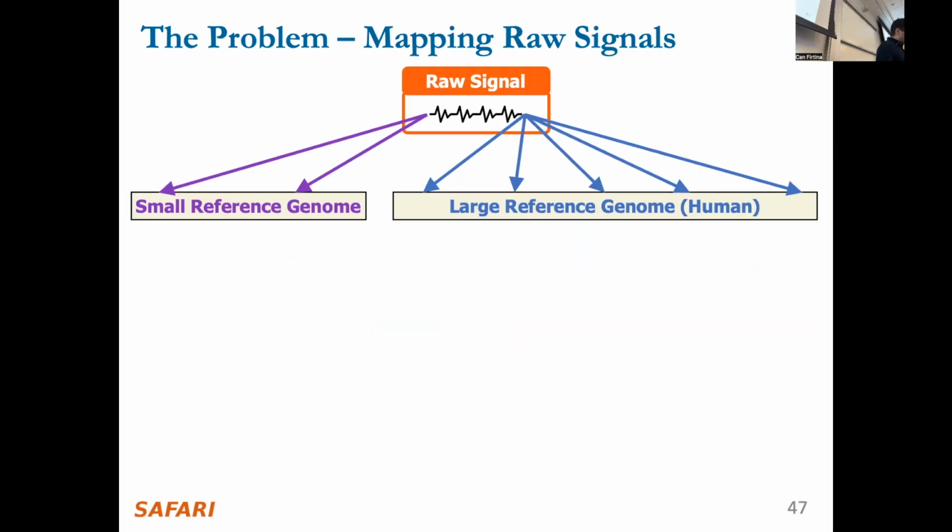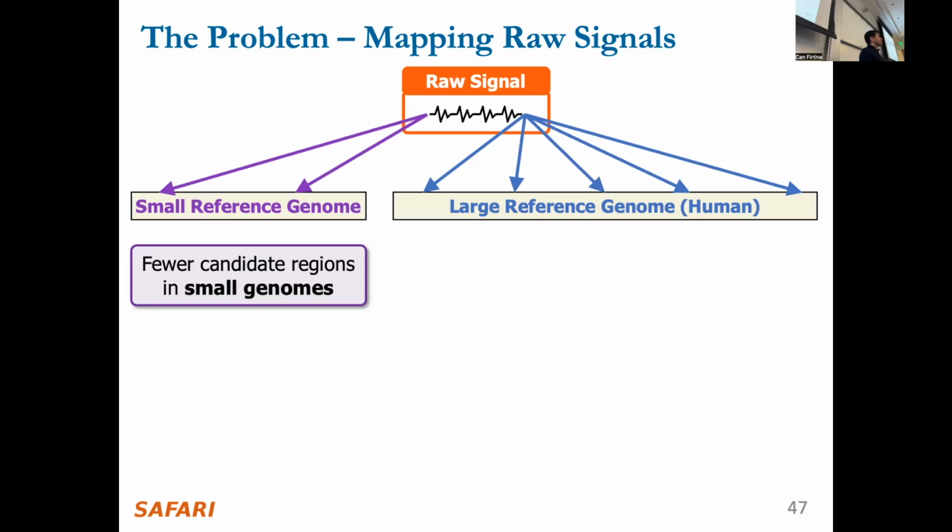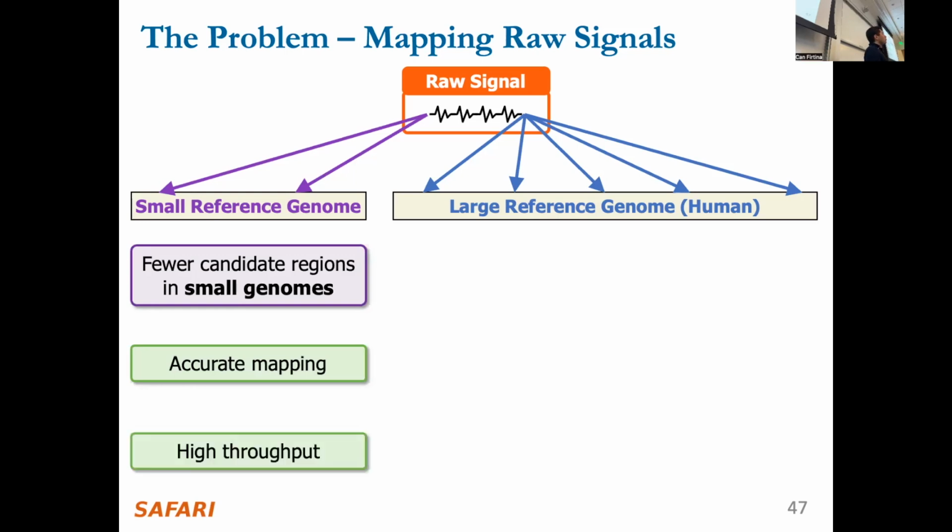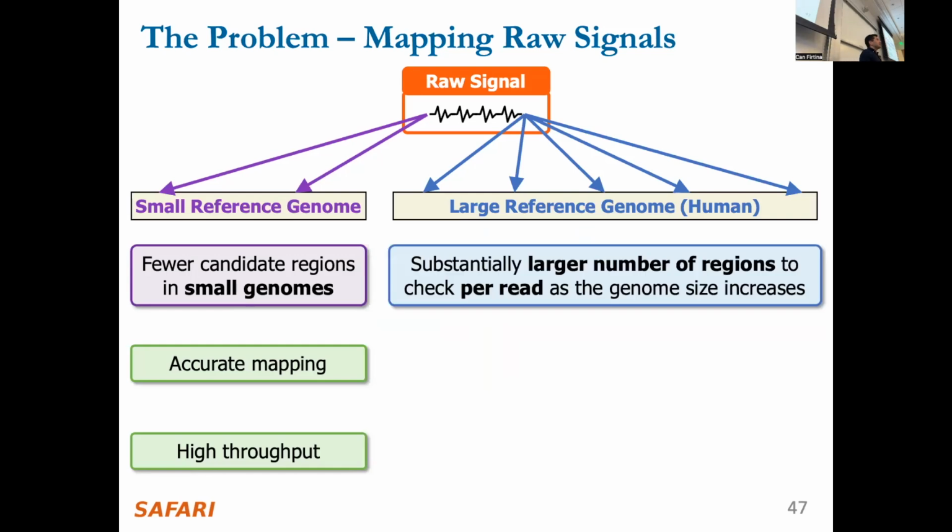But when we look at the problem in these approaches that perform the mapping of raw signals, it's actually about the scalability for larger genomes. When you're mapping your raw signal to a small reference genome, you usually have fewer candidate regions. This means that you can do accurate mapping, and also provide high throughput because the problem size is not really large. But when you start dealing with larger genomes, for example, a human genome, you have a substantially larger number of regions that you need to check per read. So the cost of computation per read increases substantially with the larger genome.